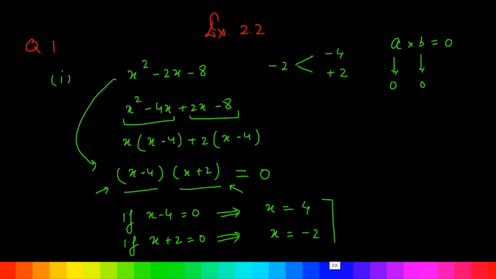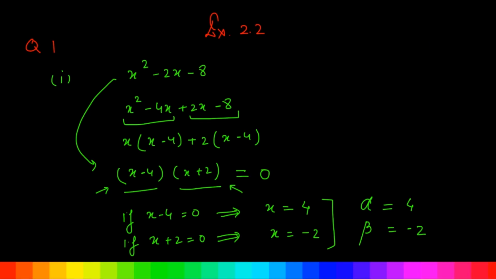So 4 and minus 2 are the zeros of this expression, which are denoted as alpha and beta. So alpha is equal to 4 and beta is equal to minus 2. Now let us verify the relationship between the zeros and the coefficients. The coefficient of x squared, a, is equal to 1. Coefficient of x, that is b, is equal to minus 2. Constant term c is equal to minus 8.